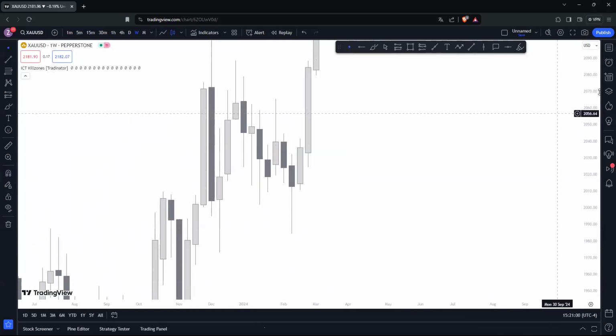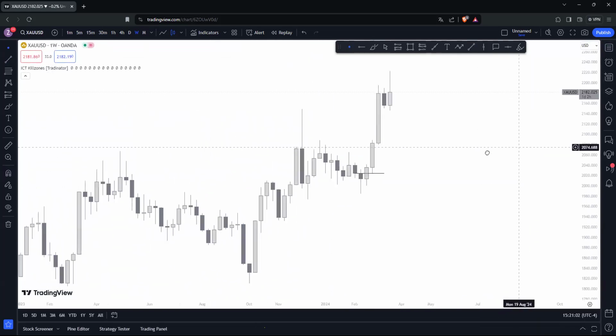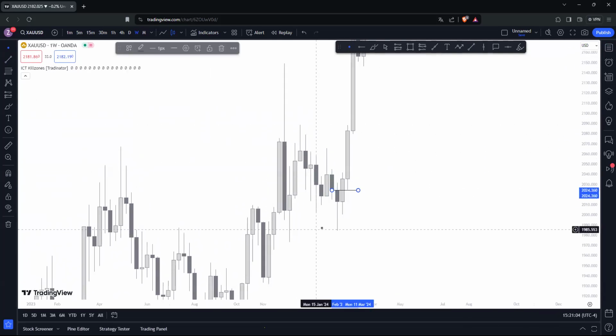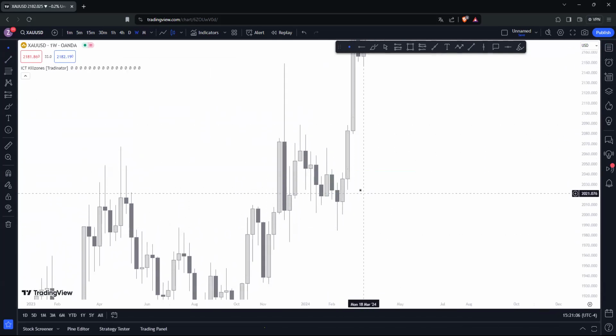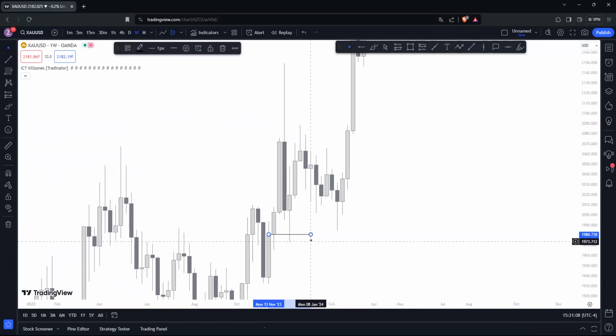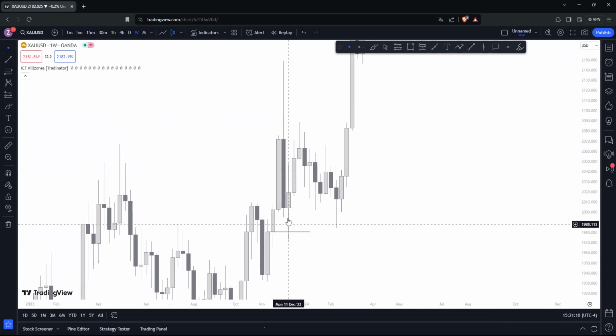Okay, it also did not touch. So let's just go and find where it rejected. So here we have a weekly reject weekly. As you can see, this is a weekly candlestick that rejected this gap on the weekly.